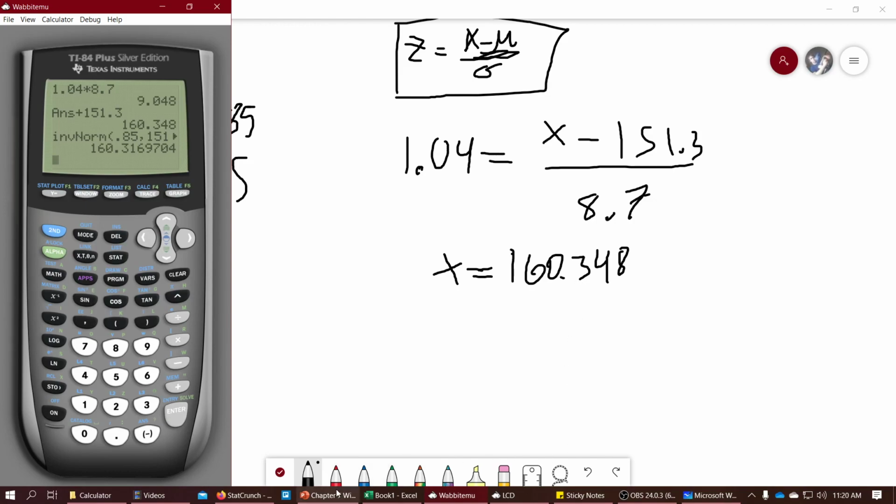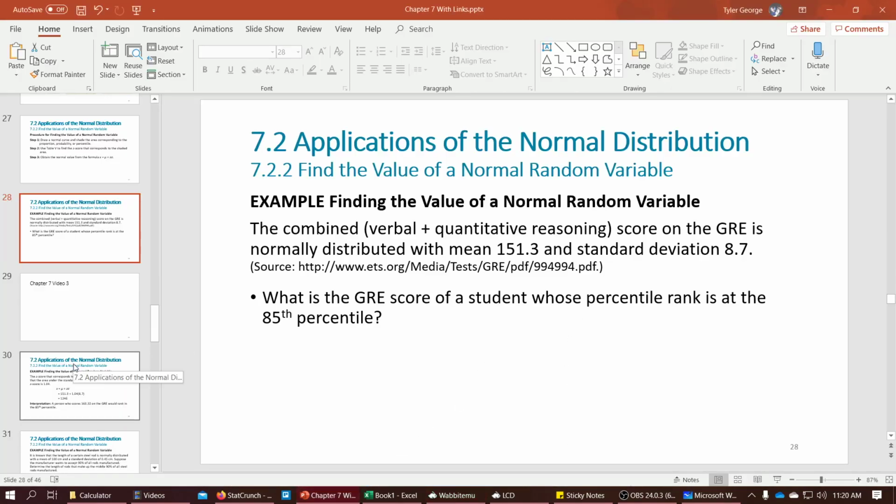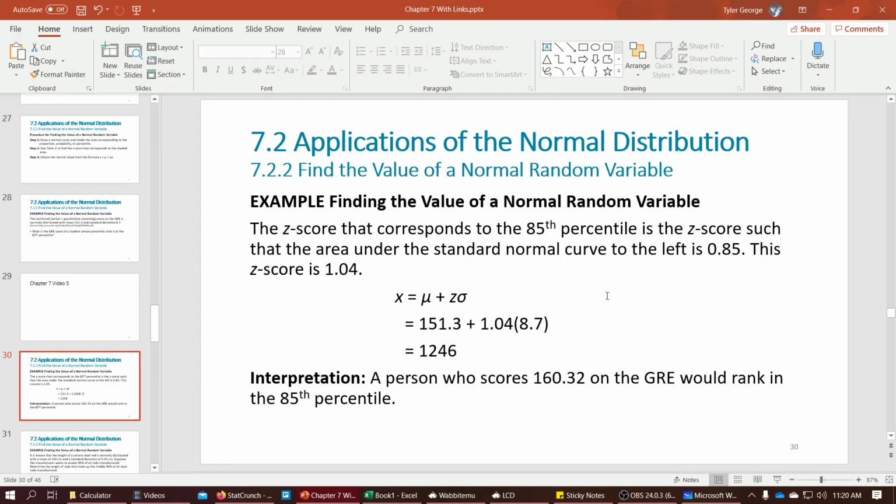Back to the PowerPoint. Here there is some interpretation to go along with this. What we just found is the x value such that if a randomly selected person got that x value, they would be in the 85th percentile. So a person who scores 160.32 on the GRE would rank in the 85th percentile.